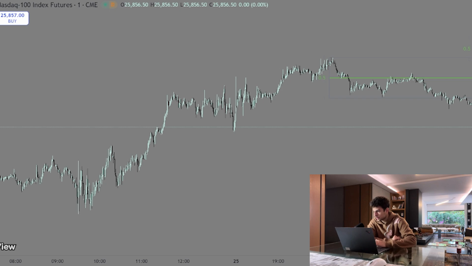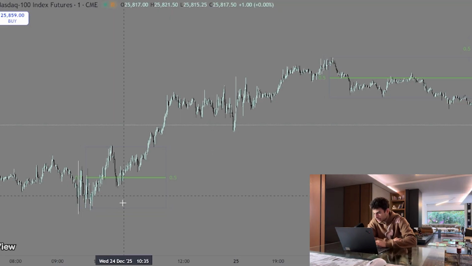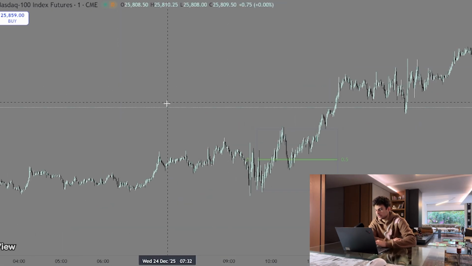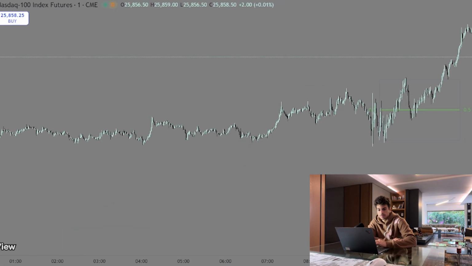Boom, another example of equilibrium, okay? From the low to the high, since it's a bullish trend. Boom, okay? We go into equilibrium, we tap this 0 to 0.5 zone, the discount zone, and then boom, we print. Another one. It's so easy to find. Another example of equilibrium right here, boom.